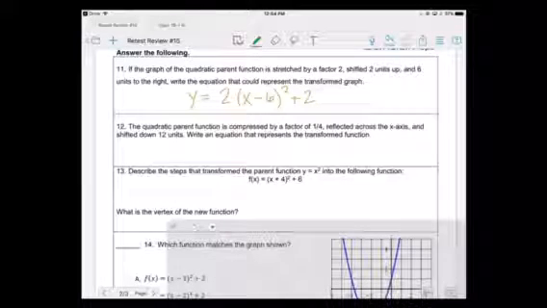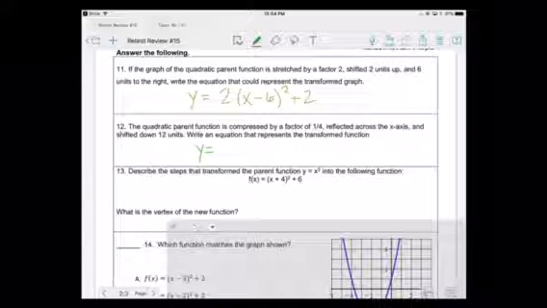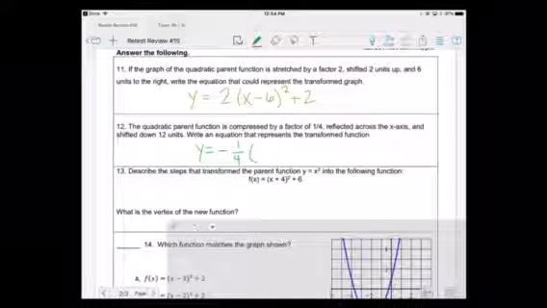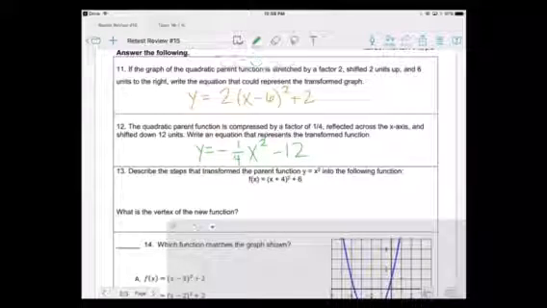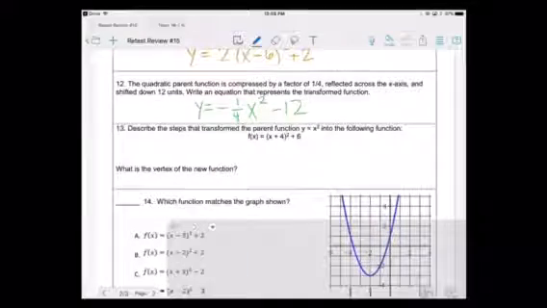The quadratic parent function is compressed by a factor of 1/4, reflected across x and shifted down 12. Write this transformation. So to reflect needs a negative in front. To compress needs a 1/4 in front. And then we're not going anywhere left or right, so I just put an x squared with no parentheses, and then to go down 12, we do a minus 12 at the end.